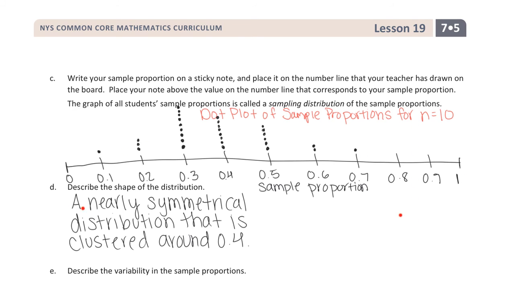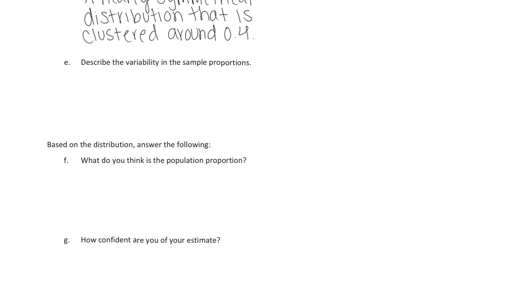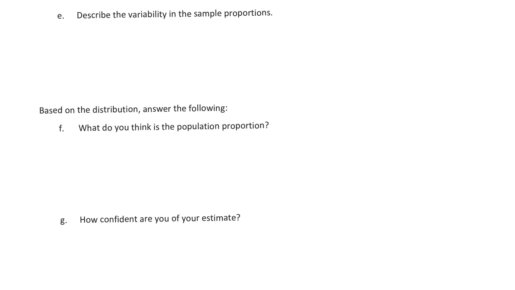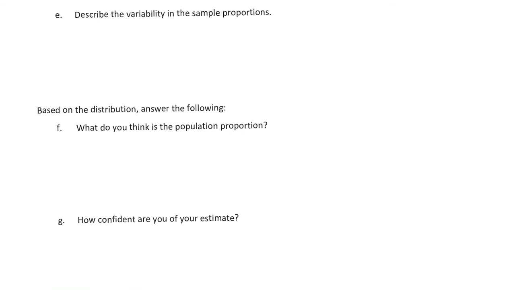Let's go ahead and look at E. It says describe the variability in the sample proportions. Well, the spread of the data is from 1/10 to 7/10, and much of that data is clustered between 3/10 and 5/10.